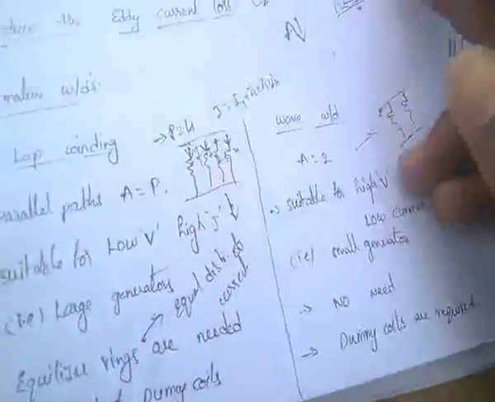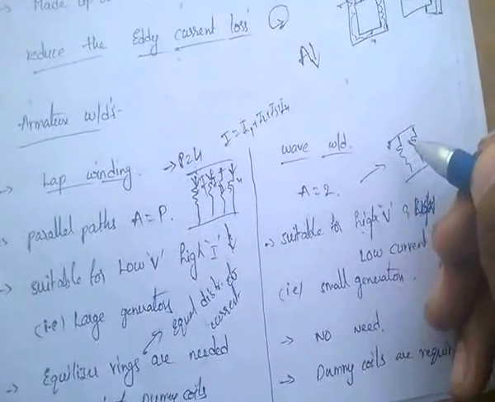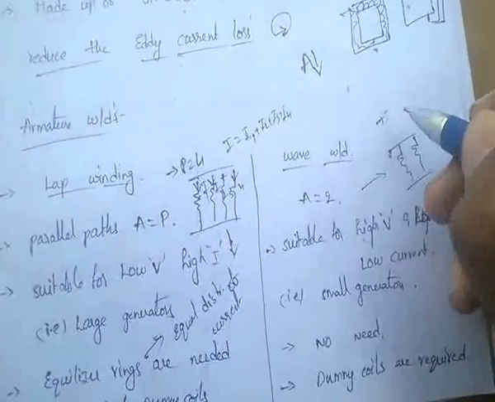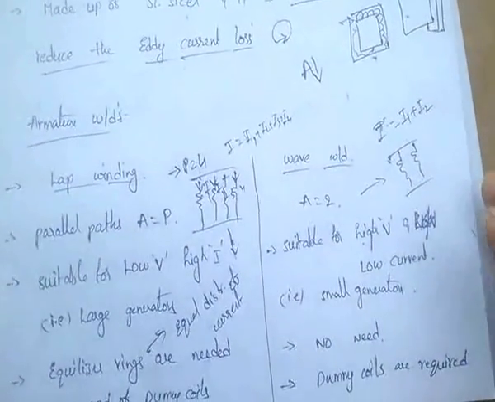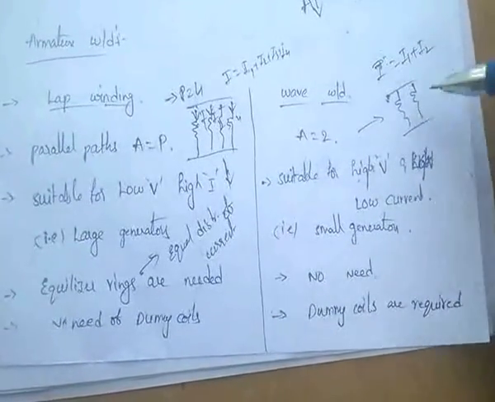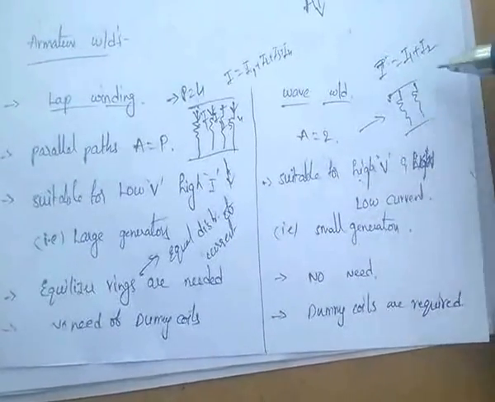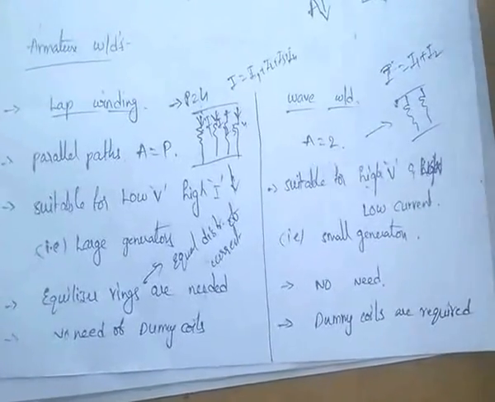But in the case of wave winding, there are only two paths. That means the current is divided into each path. The total current I equals I1 plus I2. So there is no need of equalizer rings, because there is no unequal current distribution.